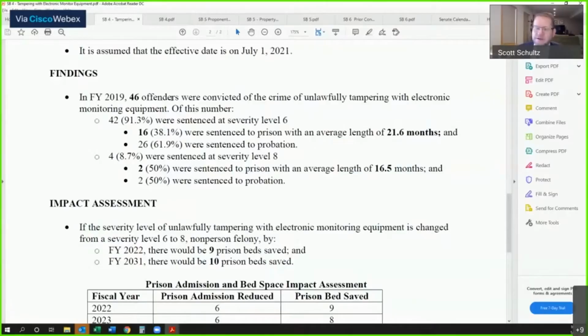Madam Chair, I can respond to that if you would like me to. Sure, go ahead. Please introduce yourself. Scott Schultz with the Sentencing Commission. I'm going to go ahead and share my screen. I hope you can see this. In the Sentencing Commission's impact, Senator Bowers, you can see that in fiscal year 19, we had 46 offenders that were convicted of this crime. And this is the breakdown as far as where they were sentenced. Those sentenced at level 8s were probably attempts that they pled to instead of being convicted of the primary crime, which is a level 6. So that gives you an idea that there are folks, at least 18 of them anyway, that were sentenced to prison last year because of this.